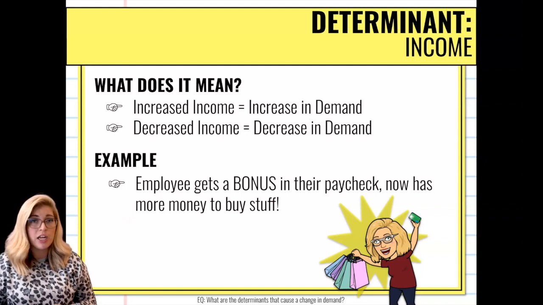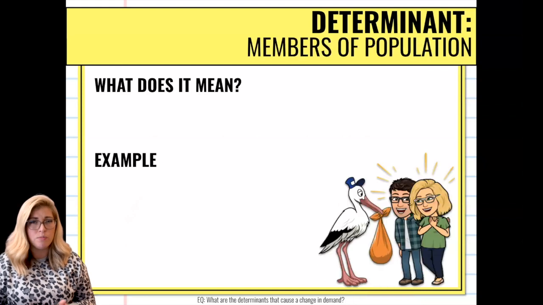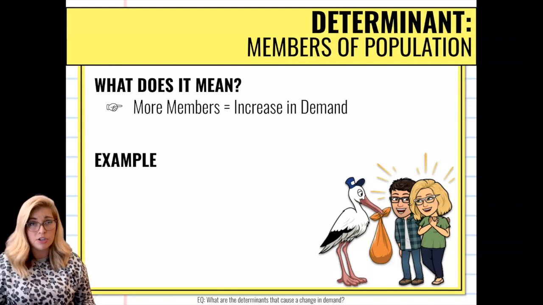M stands for a change in the members of population. What does that mean? That means if there are more members, we're going to have an increase in demand on various goods. So more, literally meaning more people. If we have less members or less people, we're going to have a decrease in demand.